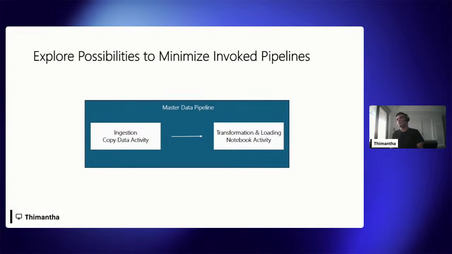The whole purpose of this is to minimize the number of pipelines, right? And minimizing the number of invoke pipelines would eventually mean that you are minimizing the number of pipelines, because you are bringing the activities or the operations that are in those invoked pipelines into another pipeline, or the master pipeline in this case, right? So that is one strategy that you can explore to make it work, right?